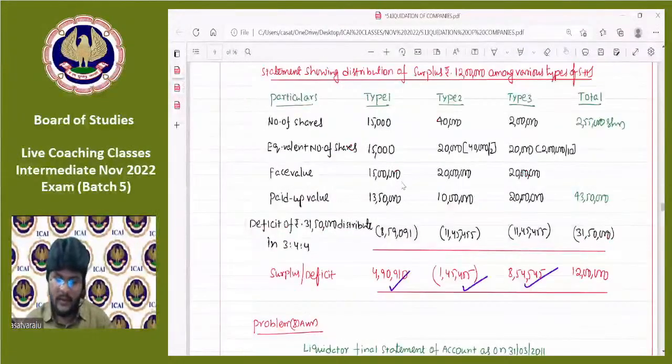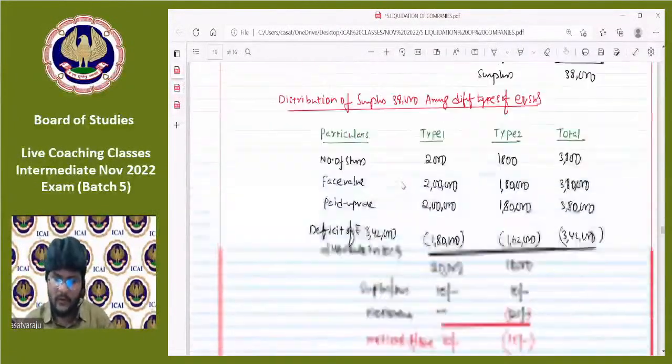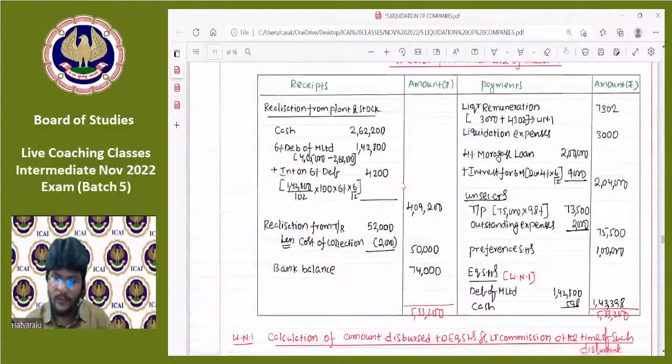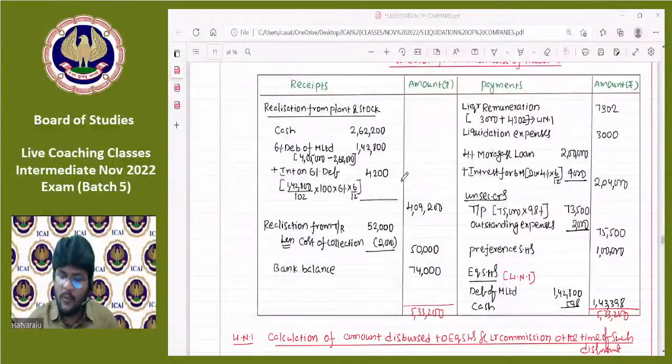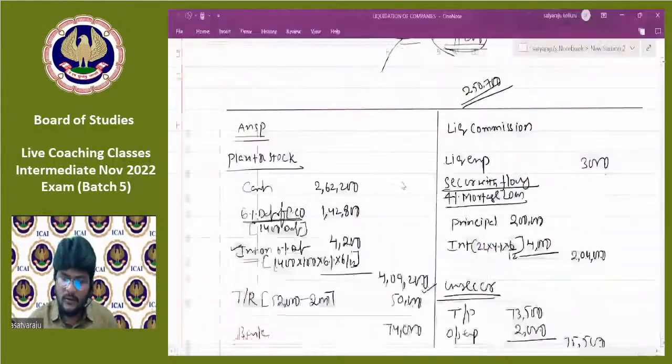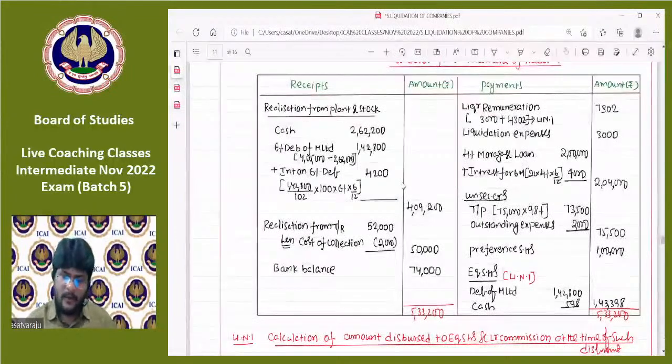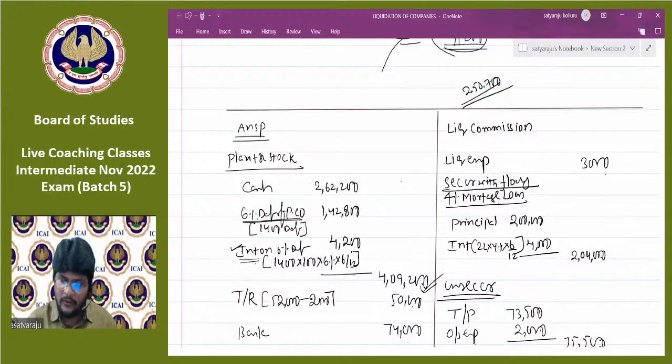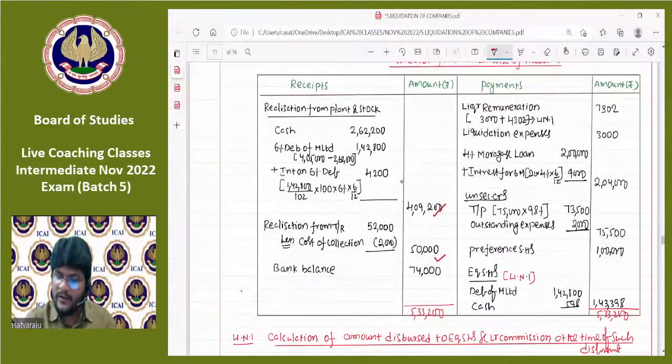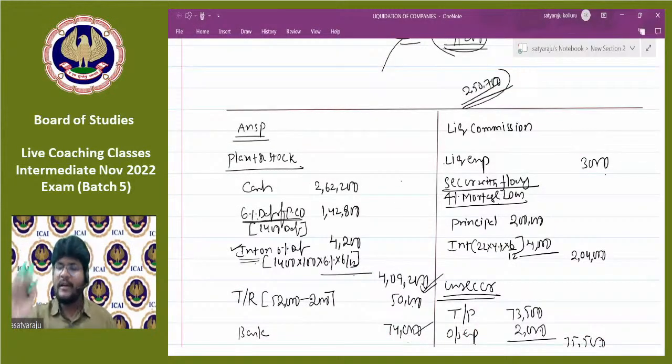I'll open the same thing here as well, just for cross checking before going further. If you can cross check here. So total here we got 4,09,200 as cash inflow due to realization from plant and stock. I also have the same: trade receivable 50, bank balance 74. Absolutely fine. Liquidation expenses incurred, 4% mortgage loan incurred, unsecured trade payables also incurred, which was 75,500. Am I right? Now with me 2,50,700 cash balance is there.